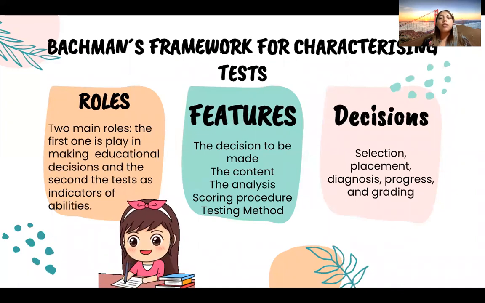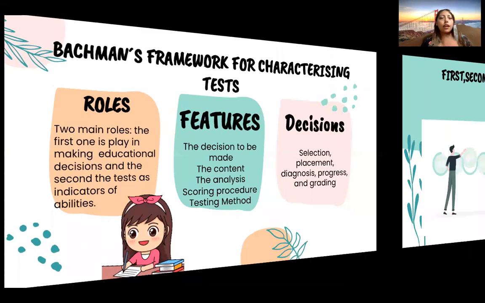A Bachman framework for characteristics of tests could be the roles. The two main roles are, the first one, playing a part in making educational decisions, and the second, the tests as indicators of ability. The features: the decision to be made, the content analysis, scoring procedures, and testing methods. Finally, the decisions: selection, placement, diagnosis, progress, and grading.